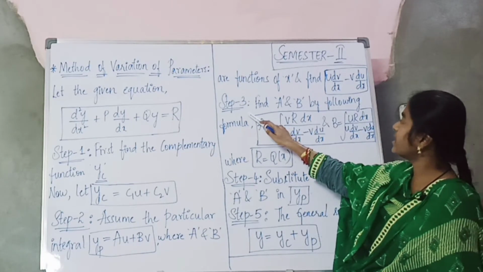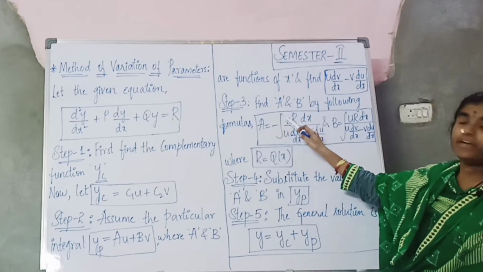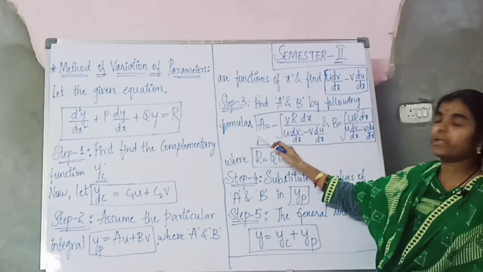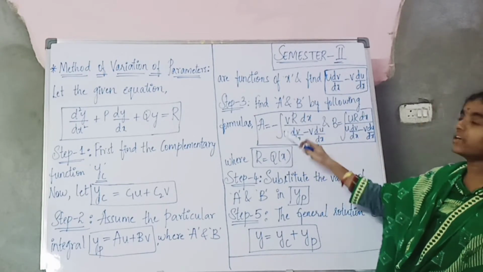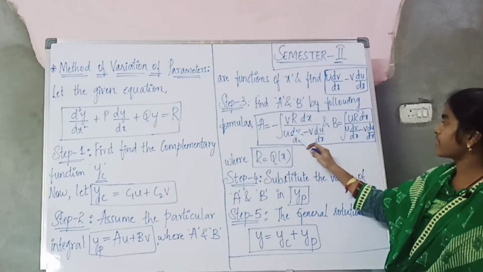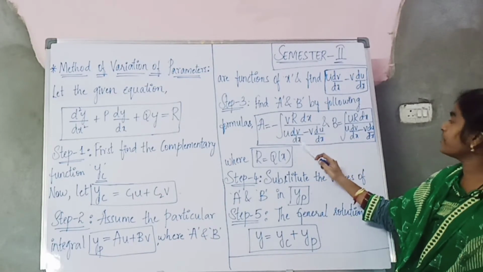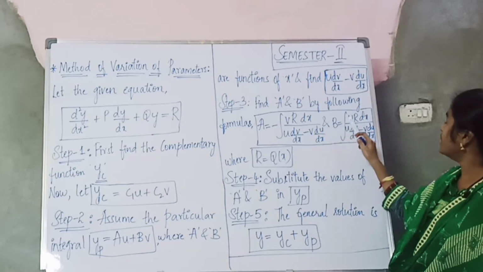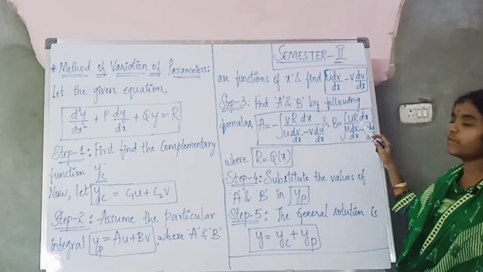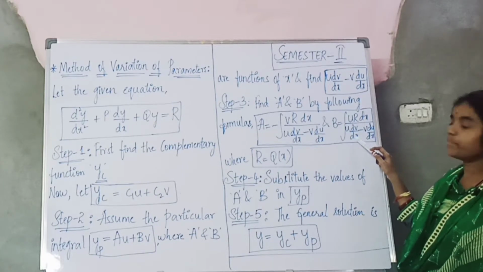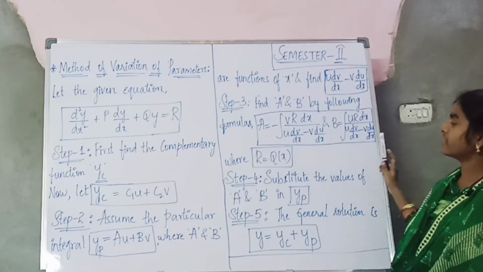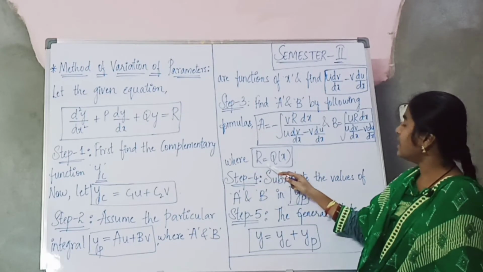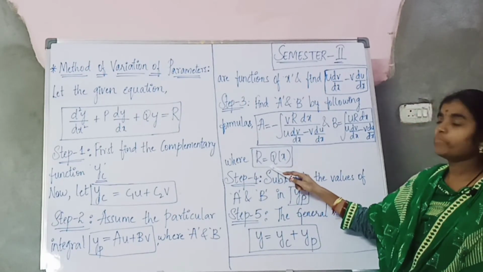Next, step 3. Now we have to find a and b by the following formulas. A equals minus integral of vr dx by u dv by dx minus v du by dx, and b equals integral of ur dx by u dv by dx minus v du by dx, where r equals Q of x.